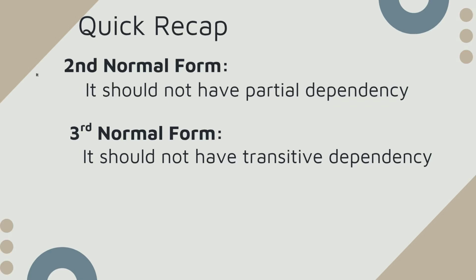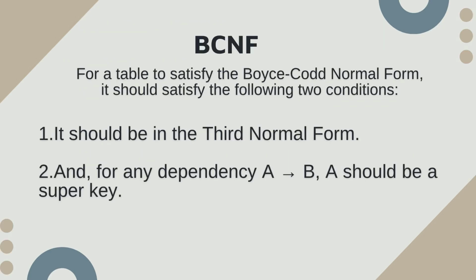In second normal form, there should be no partial dependency. In third normal form, there should be no transitive dependency. But even in 3NF, some problems can still exist. That's where BCNF comes in.